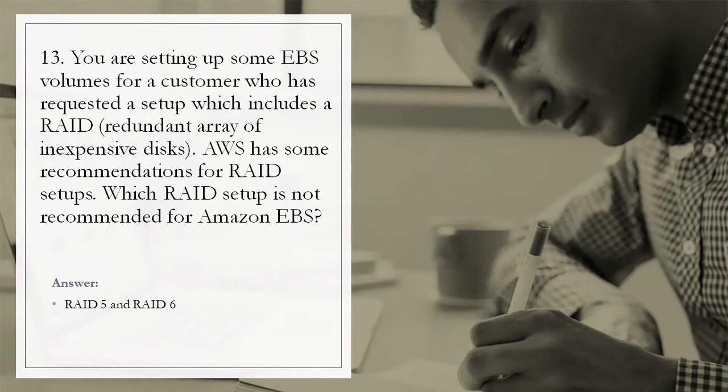For greater input-output performance than you can achieve with a single volume, RAID 0 can stripe multiple volumes together. For instance redundancy, RAID 1 can mirror two volumes together. RAID 5 and RAID 6 are not recommended for Amazon EBS because parity write operations of these RAID models consume some of the IOPS available to our volumes.